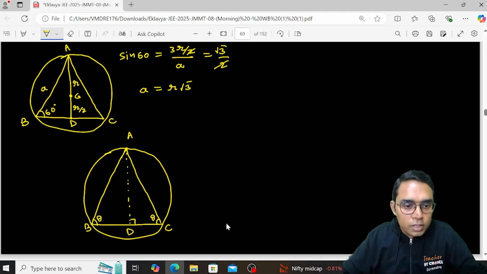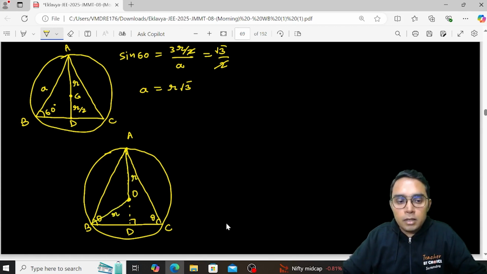Okay, how can we do this? Because this is the altitude also, this is the median also. So the center of this circle will be lying somewhere here. Okay, and from this point O to A, this length would be R, and if you join O with B, this will also be R.